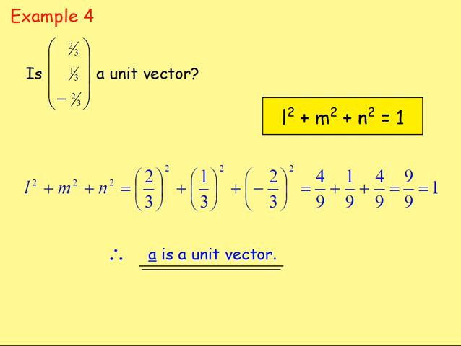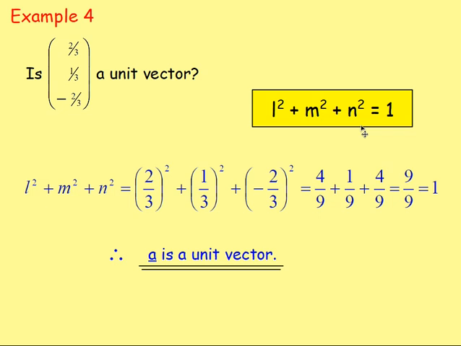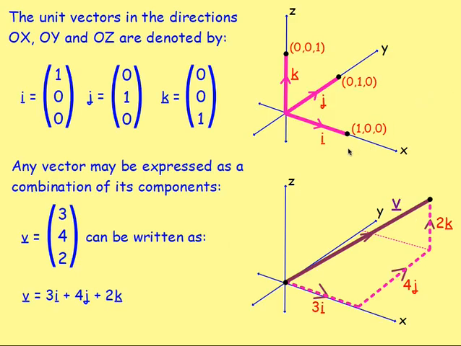After that, it was asking you, is this a unit vector? Well, once again, similar to the last example, if you square each of the components and add them together, you should get 1. And in this case we did, which means that was a unit vector. We then went on to look at the unit vectors i, j, and k. And these are 1 unit long.